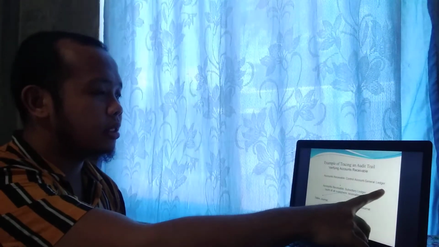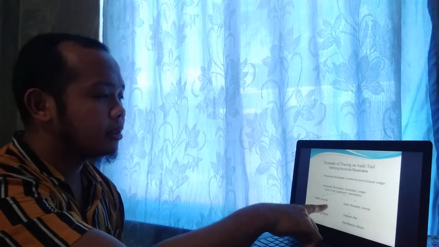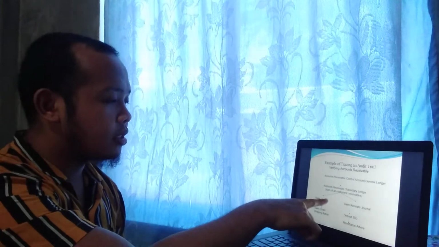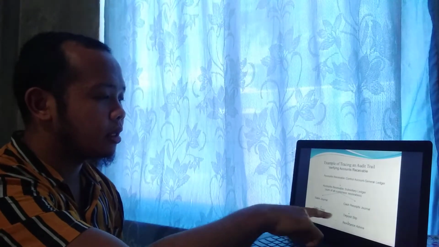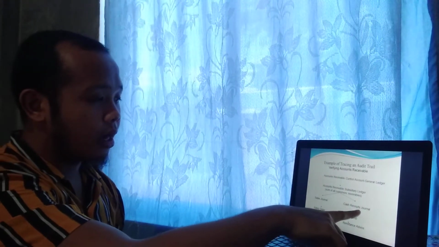So, an example of tracing an audit trail: verify accounts receivable. The control account in the GL and the SL should be reconciled. Then, from the sales journal, sales order, shipping notice, cash receipts journal, deposit slip, and OR or remittance advice. Remittance advice, class, is another term for OR, official receipt.